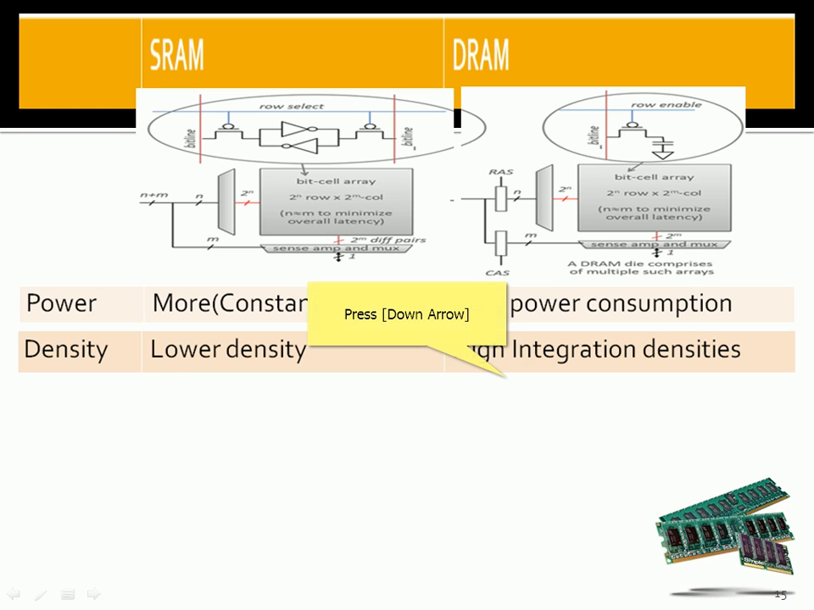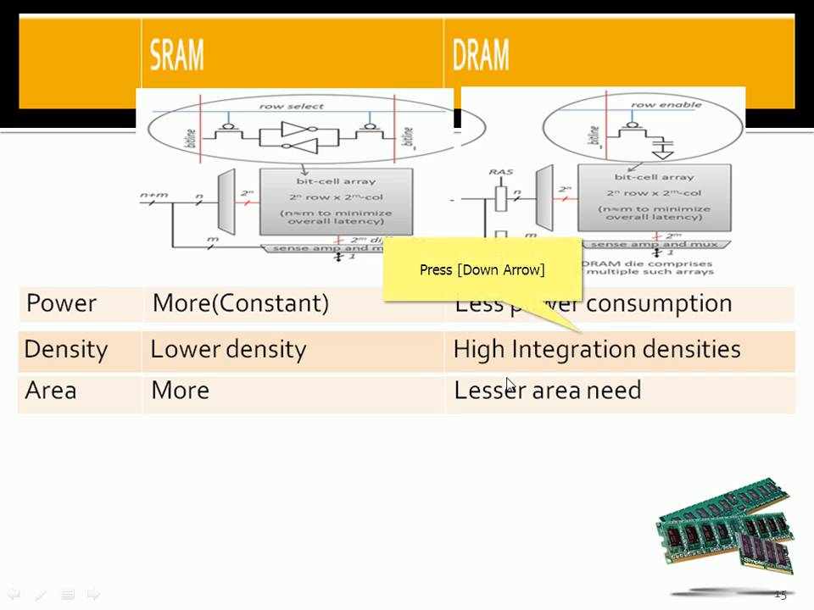So the density, the number of memory cells, will be lower in the case of SRAM, so that's why the cost increases. Fewer cells can be formed with the help of SRAM, whereas DRAM has a high integration density, so a large number of cells can be accommodated, because only a small circuit, one transistor and a capacitor, is needed. So a huge number of memory cells can be formed here.